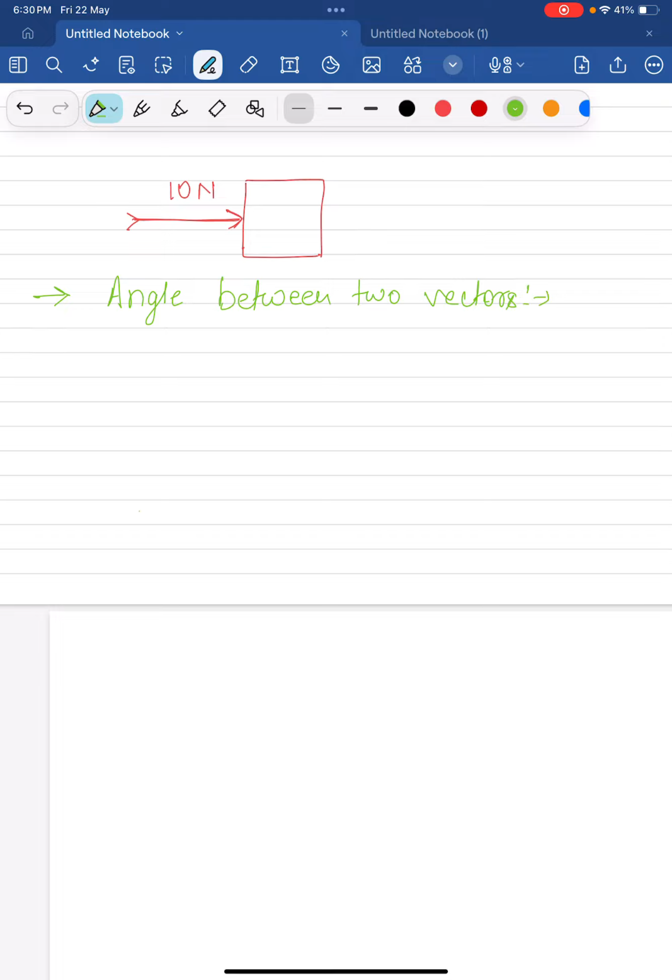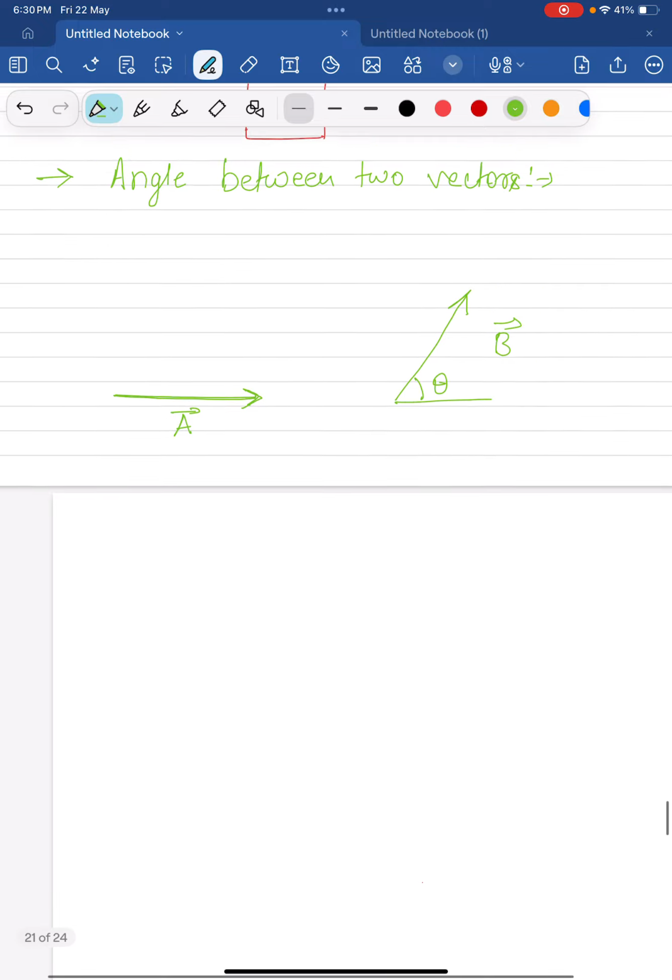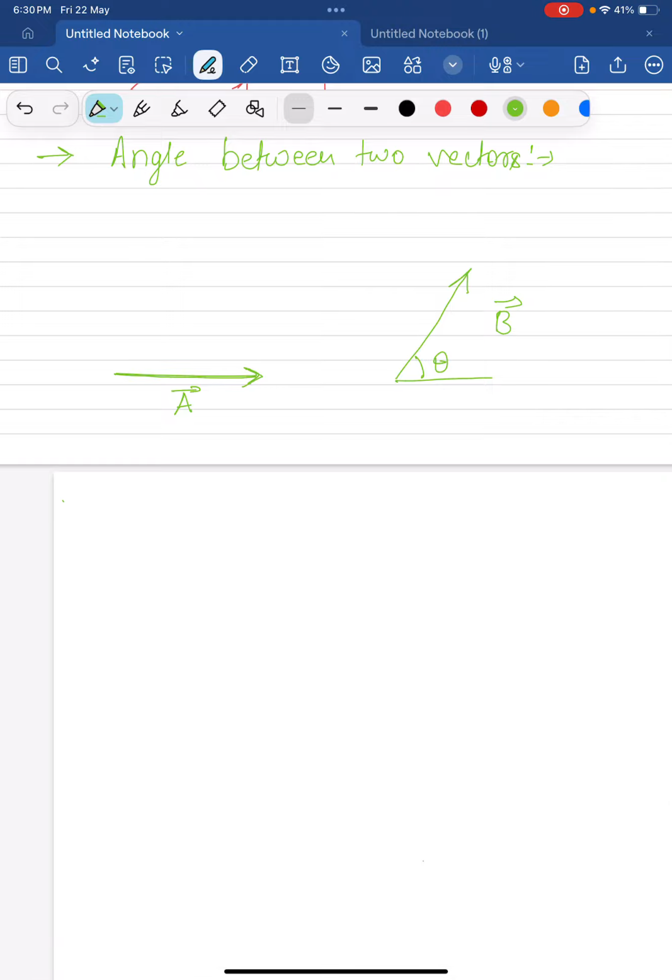Suppose there are two vectors, vector A and vector B. The direction of vector A is along the x-axis and the direction of vector B is at an angle theta with the horizontal, and we have to find the angle between vector A and vector B. This point is the tail of vector A and this point is the tail of vector B.